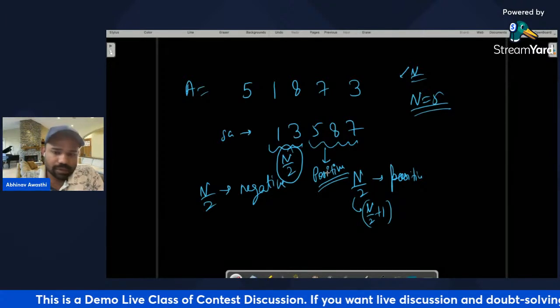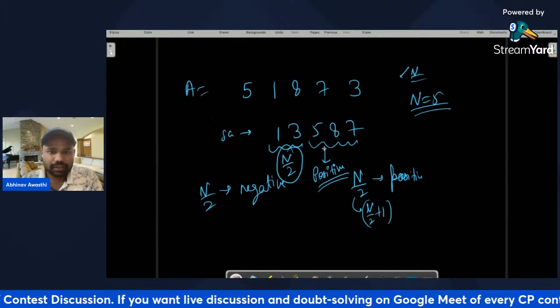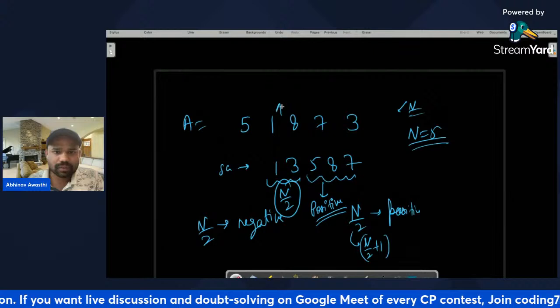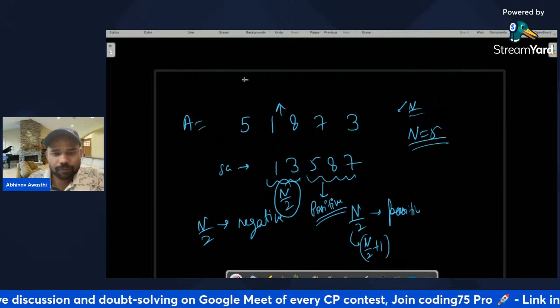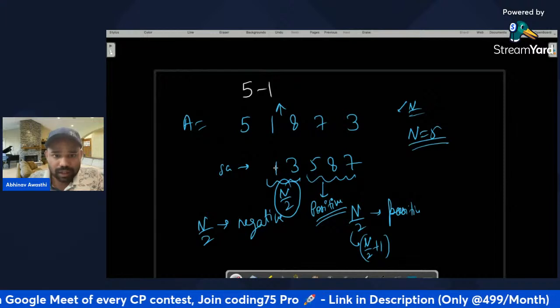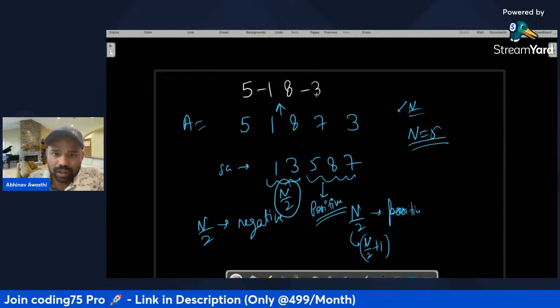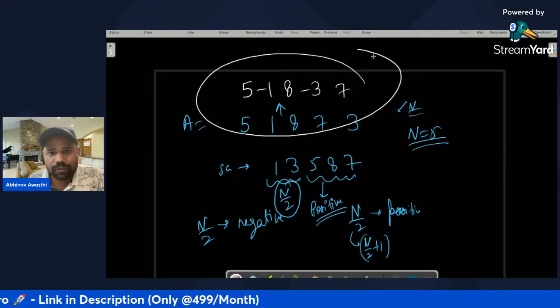Is this clear to everyone? Yes or no? So what will happen? This will be rearranged in this way. It will be like first 5, then minus 1, a smaller number, then a positive number which is greater, then a smaller number, then a positive number. And this will give you the maximum sum.